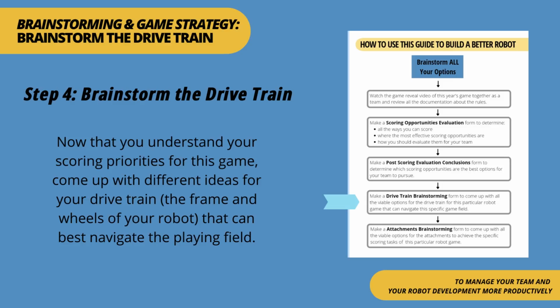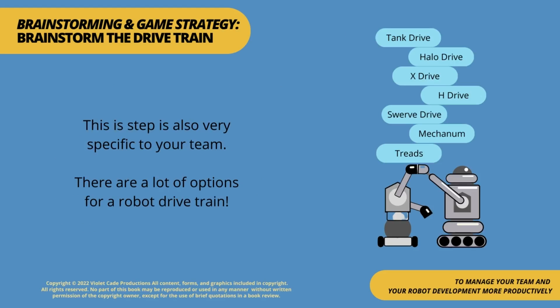Step 4. Brainstorm the drivetrain. Now that you understand the scoring priorities for this game, come up with different ideas for your drivetrain, the frame and wheels of your robot, that can best navigate the playing field. This step is also very specific to your team. There are a lot of options for a robot drivetrain.